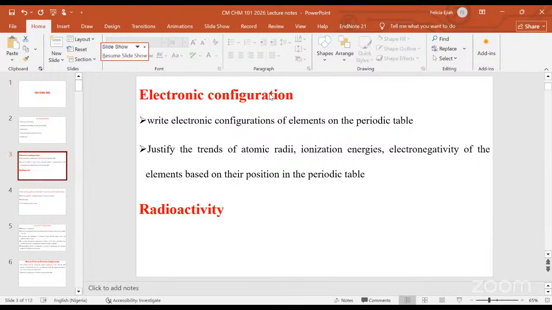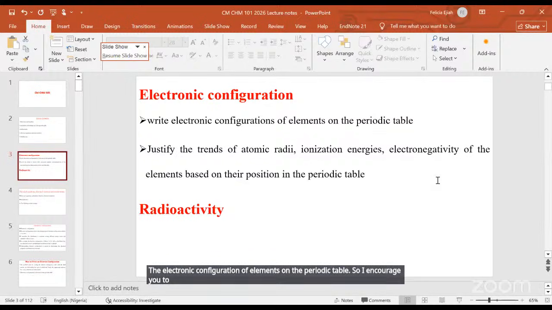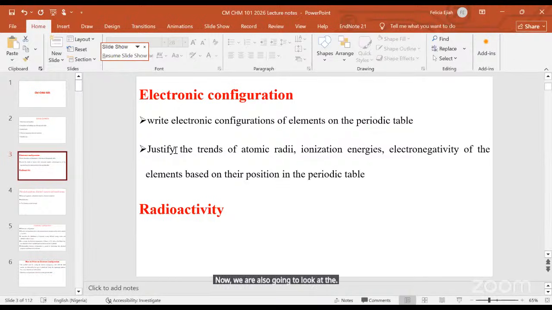So on the electronic configuration, we are going to learn how to write the electronic configuration of elements on the periodic table. So I encourage you to learn the electronic configuration at least for the first 30 elements. Then we are also going to look at how to justify the trends of atomic radial ionization energies, electronegativity of the element.